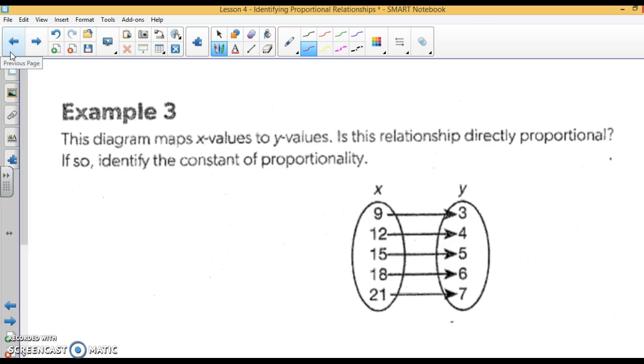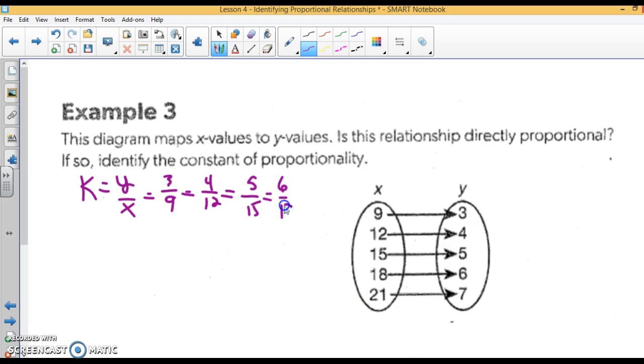This diagram maps x values to y values. Is the relationship proportional? If so, identify the constant of proportionality. Well, we know that k is y over x. That's our constant of proportionality. Let's see. We'll have 3 over 9, 4 over 12, 5 over 15, 6 over 18, and 7 over 21.